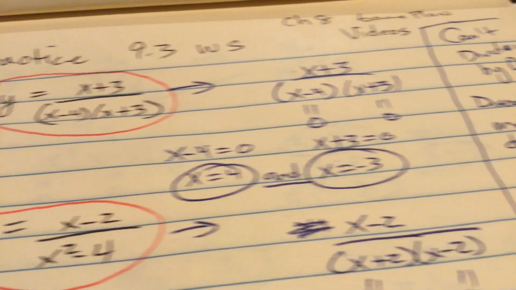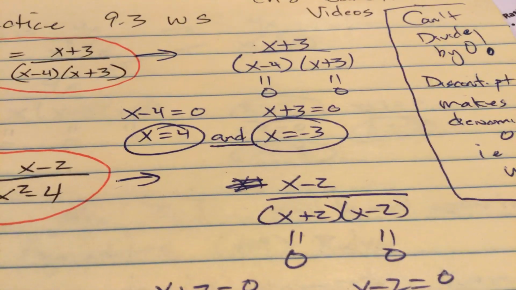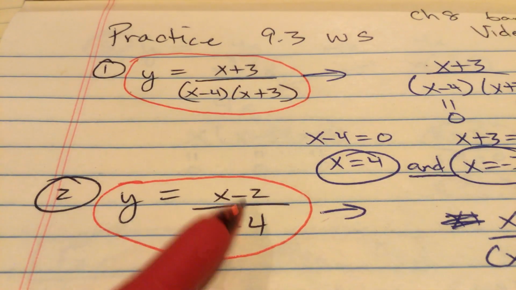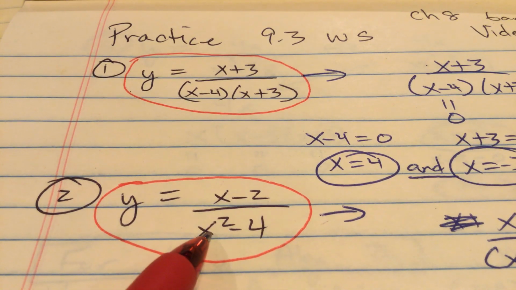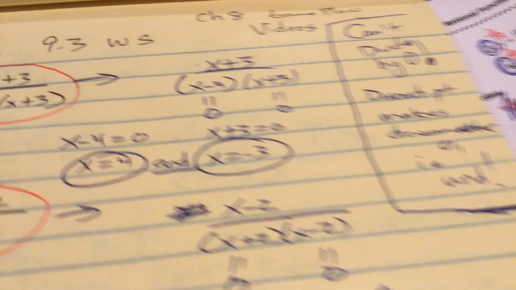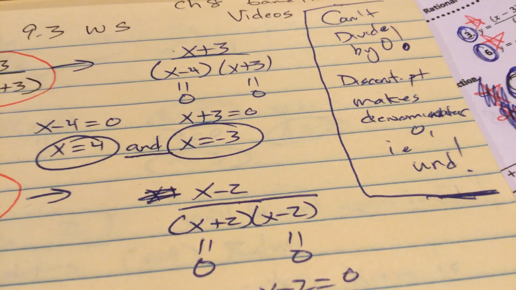What I'm going to do is set the denominator equal to 0. First off, I factor it. I don't care about the numerator. How does the denominator factor? x squared minus 4 factors to be (x + 2)(x - 2).